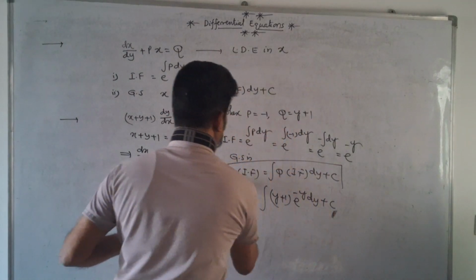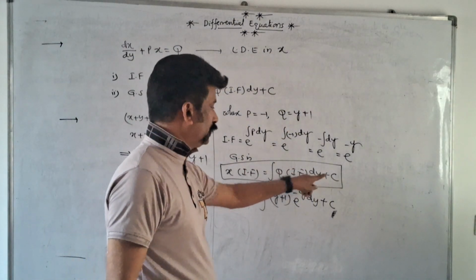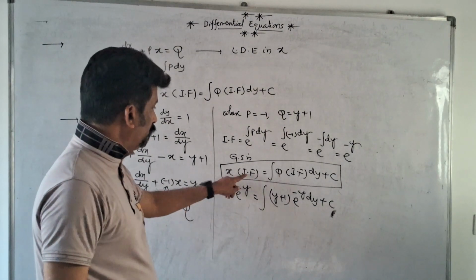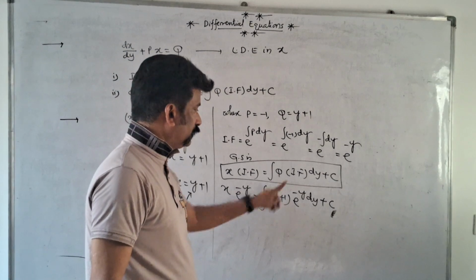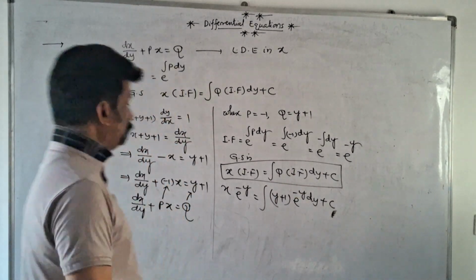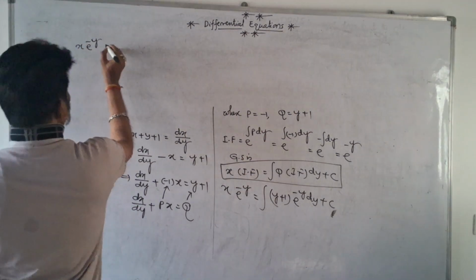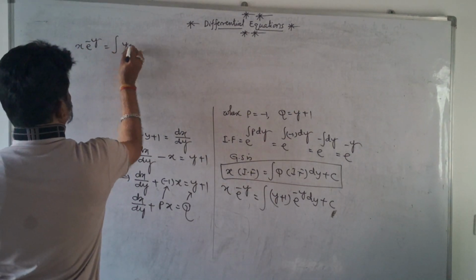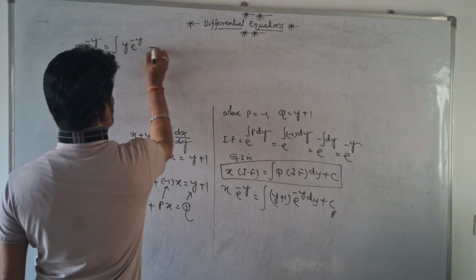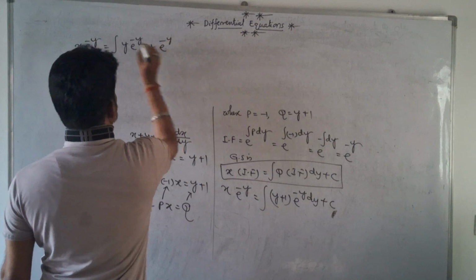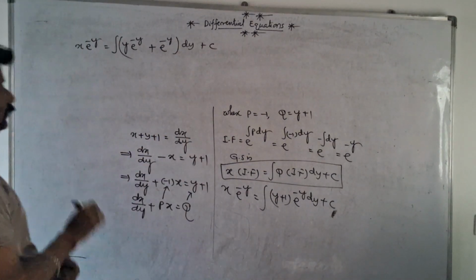Now the general solution: x times IF is equal to the integral of Q times IF dy plus c. Now x times IF, how much? e to the power of -y. So the integral of Q, which is y + 1, times IF, which is e to the power of -y, dy, plus c. Now x times e to the power of -y is equal to the integral of y times e to the power of -y plus e to the power of -y dy, plus c.